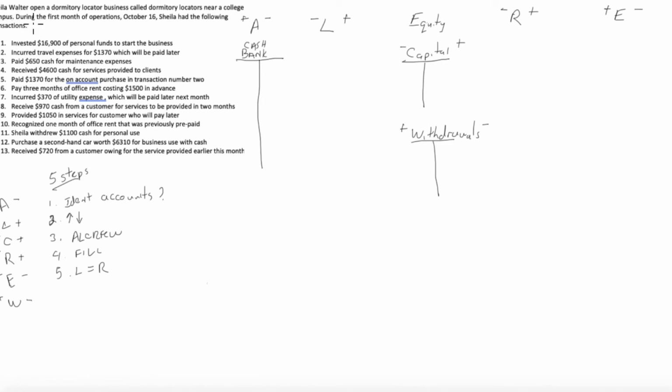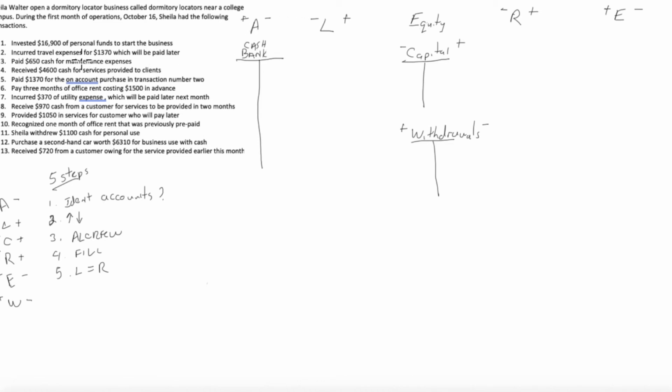Sheila Walter opened a dormitory locator business called Dormitory Locators near a college campus. During the first month of operation, October 16th, Sheila had the following transactions. So number 1, invested $16,900 of personal funds to start the business. So which 2 accounts? Well, if she invested money of her own personal fund, it's her own capital that she owns. So that's 1. And to start the business, so the business owns it, so it's part of an asset, right? So that's the 2 accounts.